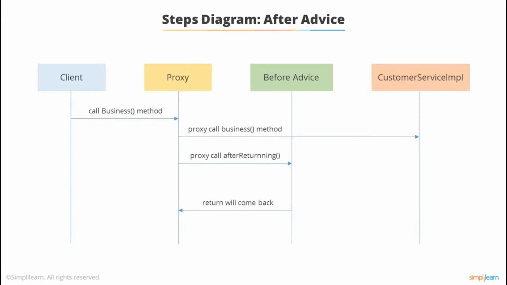Here you see the sequence diagram. We have the client trying to call the business method, but the proxy intercepts. The proxy goes ahead and calls the business method, and after that it calls the after returning, and then the return will come back to the proxy.